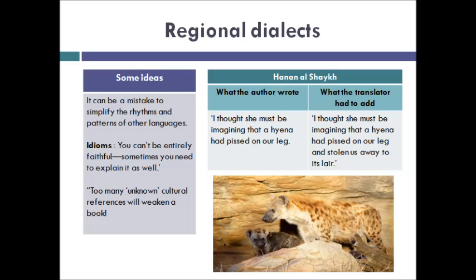However, it is difficult for the reader to deduce that idea. As a consequence, in English, the translator had to add, "I thought she must be imagining that a hyena had pissed on our leg and stolen us away to its lair." In this case, the idiom needs a little explanation for the readers. As the author says, in the case of idioms, one can't be entirely faithful. Sometimes one needs to explain it as well. Clearly, too many unknown cultural references will make your translation less attractive, losing readers, but sometimes the translator needs to provide the necessary explanations.